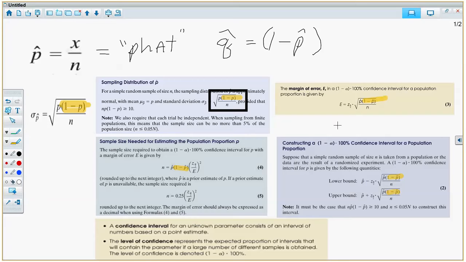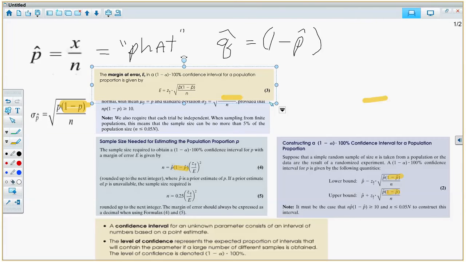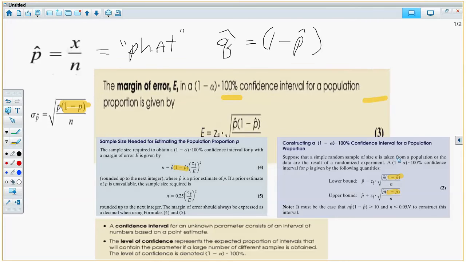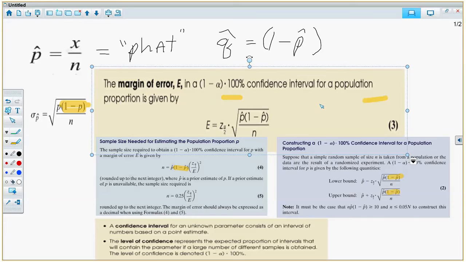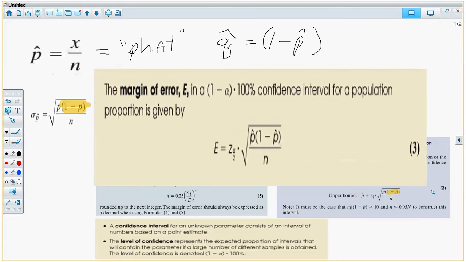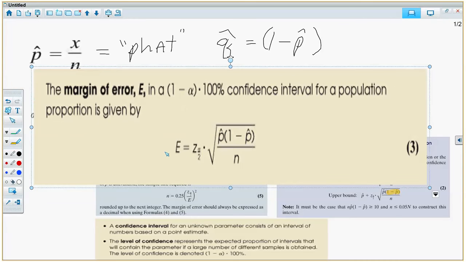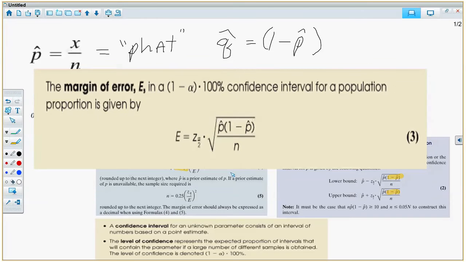On the margin of error, is that Z of 1? Z of alpha over 2. And I'll explain alpha over 2 in just a minute. This is a section where I've got to show you all the stuff before I show you how to do it. There you go. How's that? Is that better? Still can't see it, but alpha over 2.